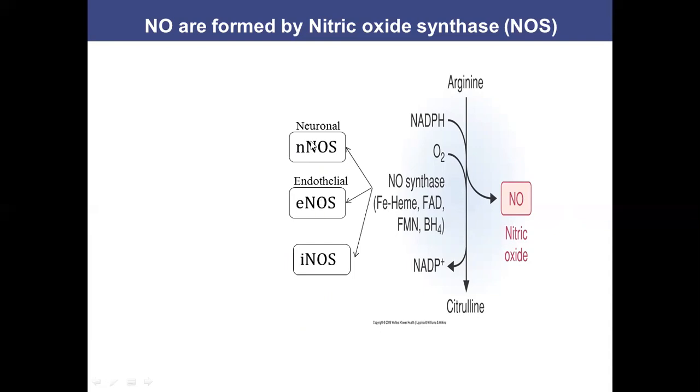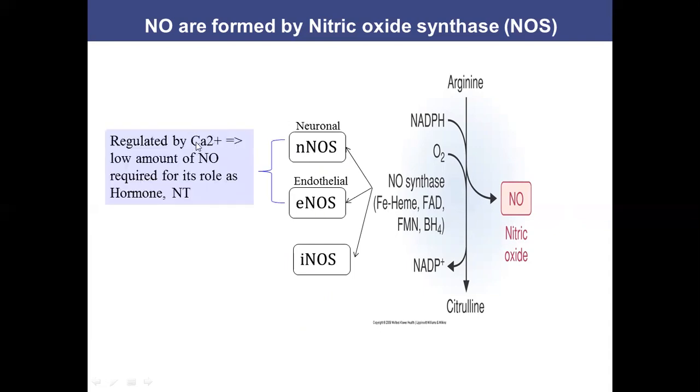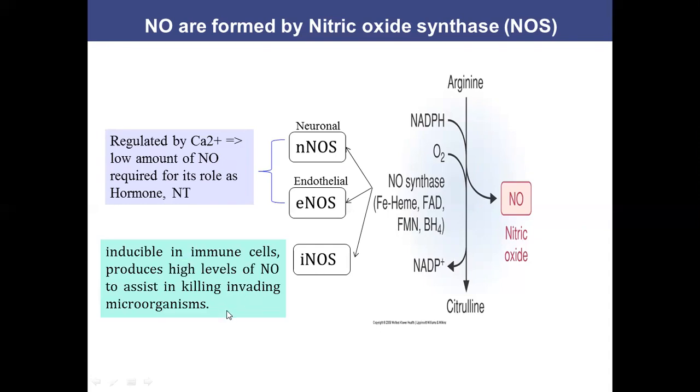Now, these two are regulated by the calcium. So a low amount of nitric oxide is required for its role as a hormone and a neurotransmitter, whereas the inducible, which exists in immune cells, is regulated at the gene level. Also you have to know that the inducible nitric oxide synthase produces a high level of nitric oxide to help in the destruction of invading microorganisms.